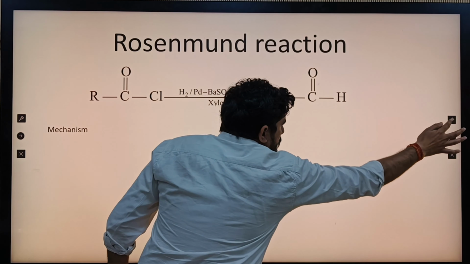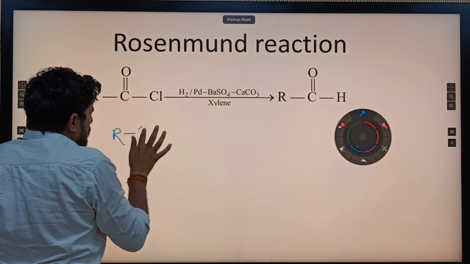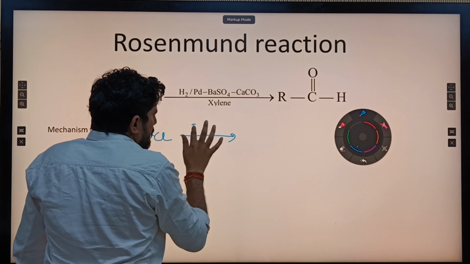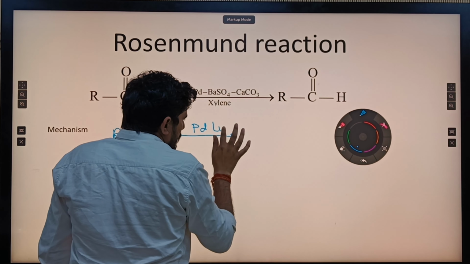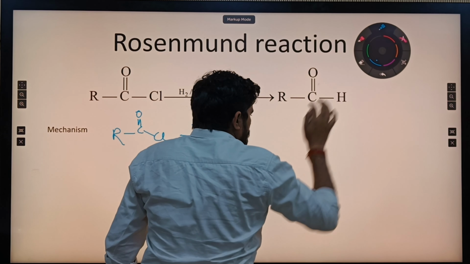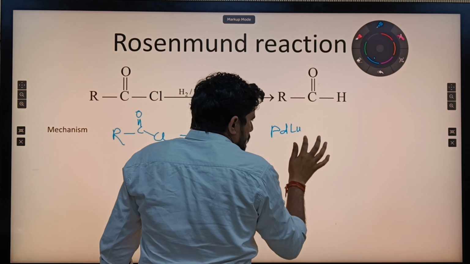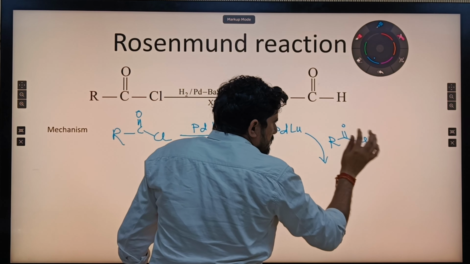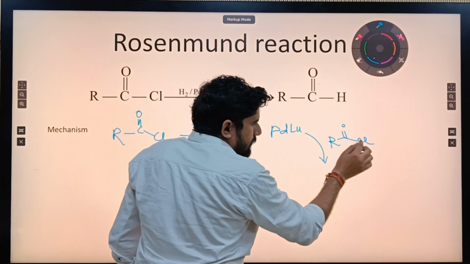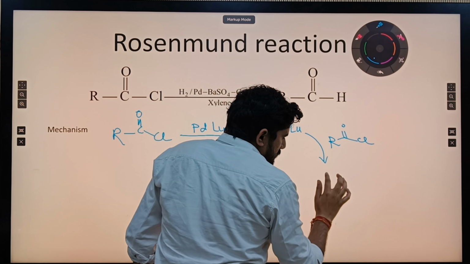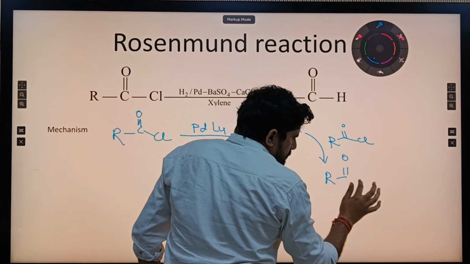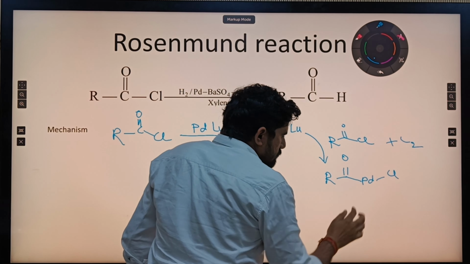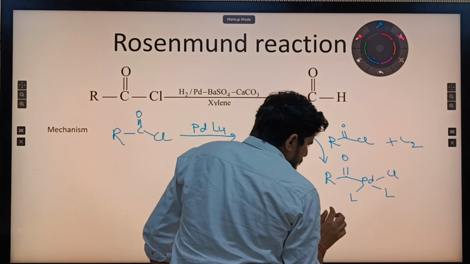In the substrate form, we have acid chloride, and we have a catalyst, palladium L4. The palladium L4 reacts with the acid chloride. Basically, it inserts in between the carbon and chloride bond like this. Oxygen, palladium, and Cl, and 2 ligands will come out. So here we have 2 ligands.